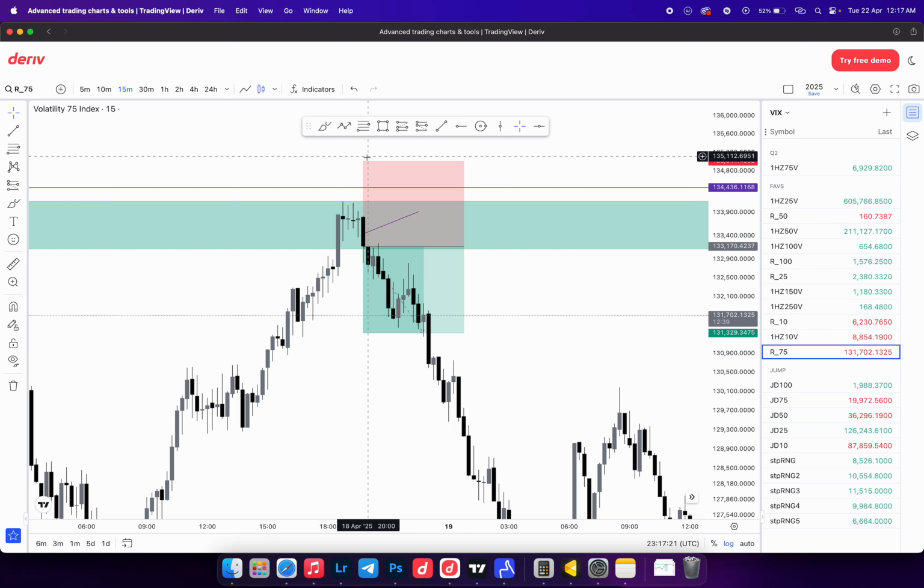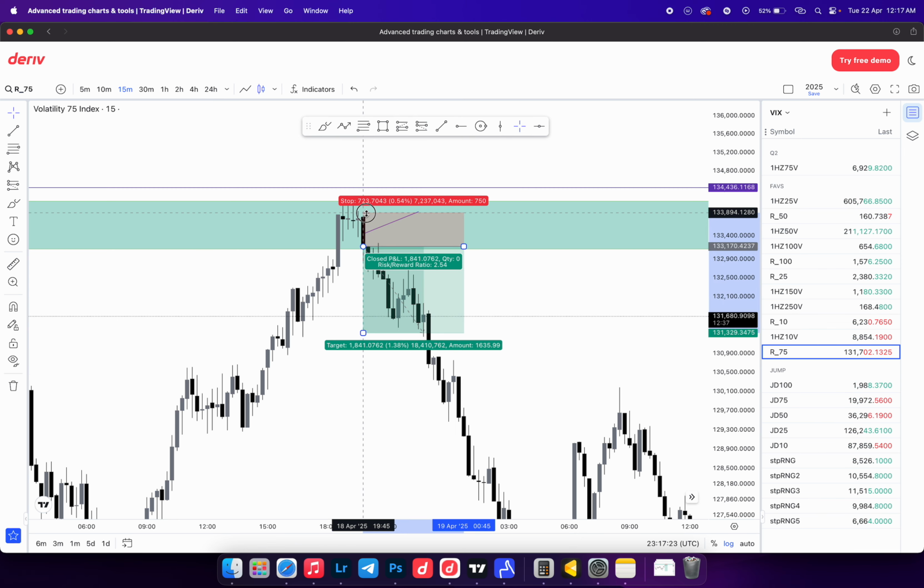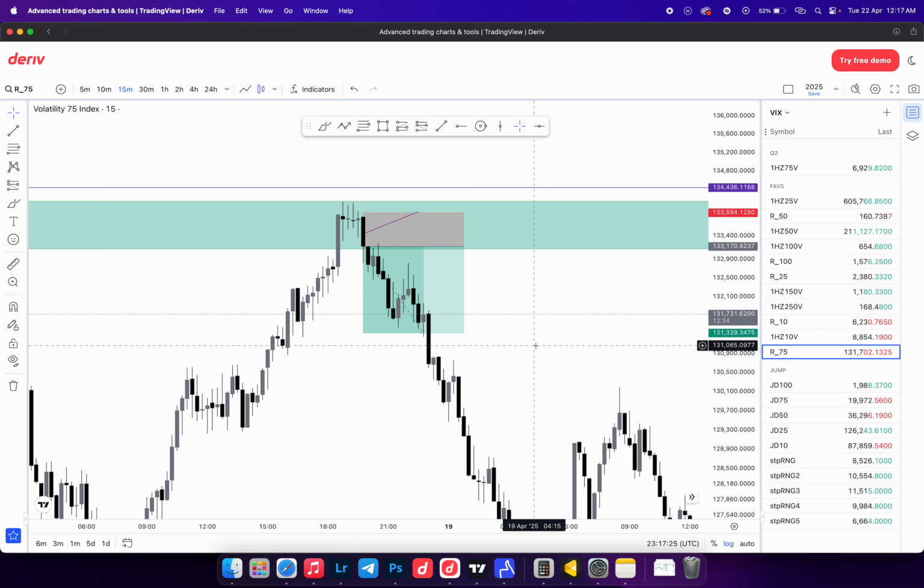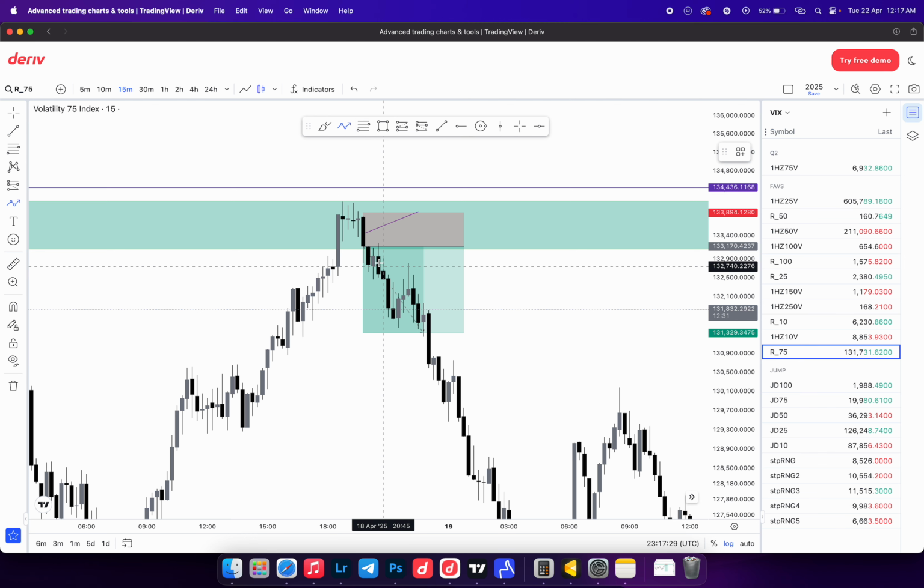So I got my entry there, and my stop loss is always above the candle. If price comes up here and all the way up here, it's simply telling me that it has invalidated this candlestick confirmation entry. You understand? This candlestick confirmation entry.